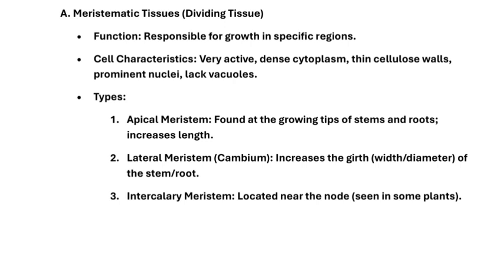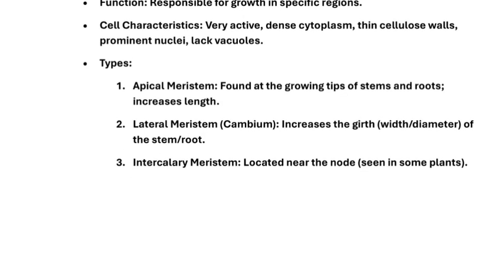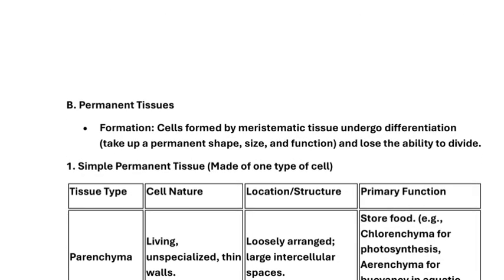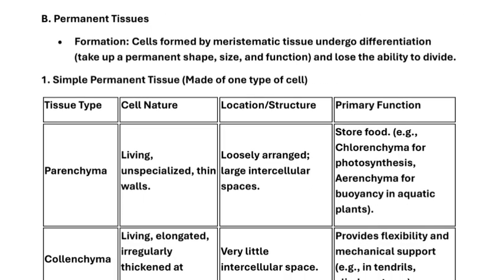2. Lateral meristem, cambium, increases the girth, width/diameter, of the stem/root. 3. Intercalary meristem, located near the node, seen in some plants. B. Permanent tissues. Formation: cells formed by meristematic tissue undergo differentiation, take up a permanent shape, size, and function, and lose the ability to divide.